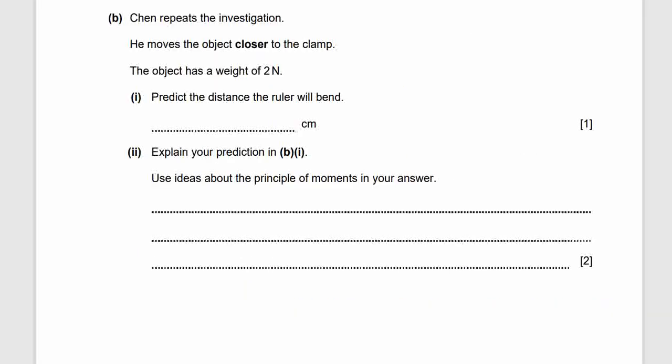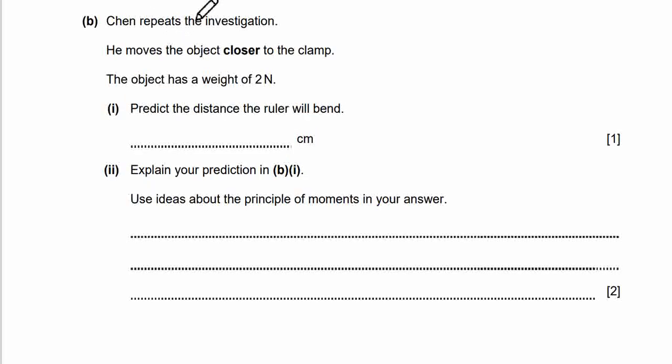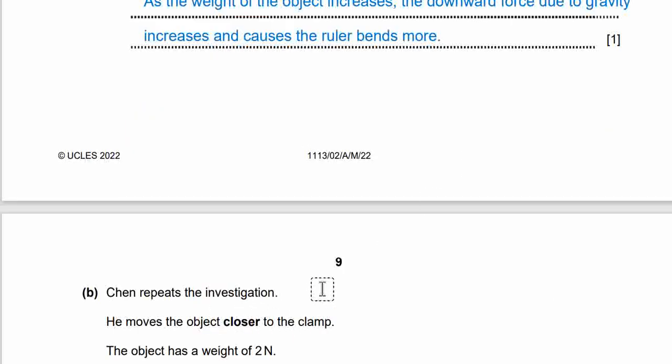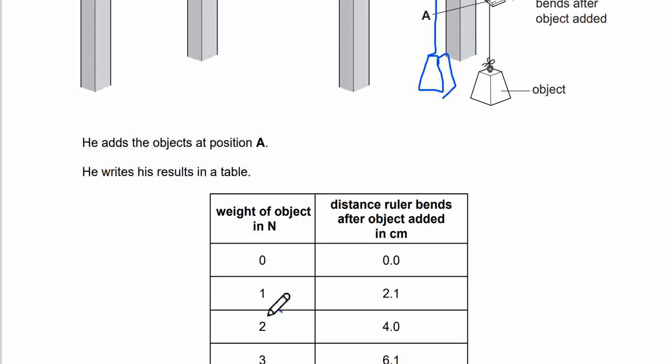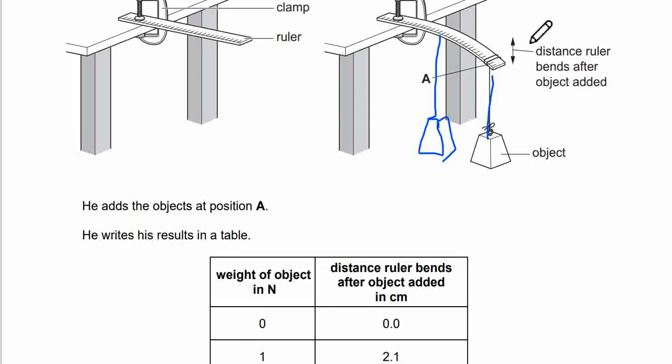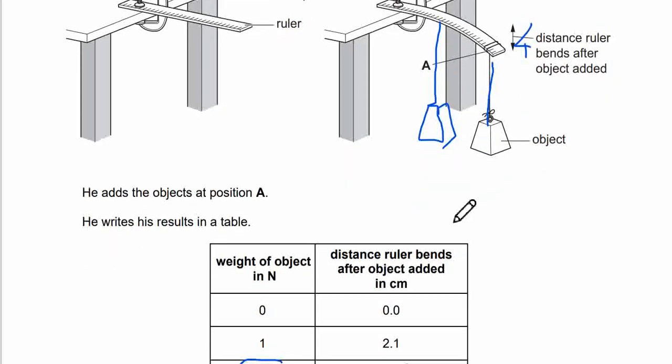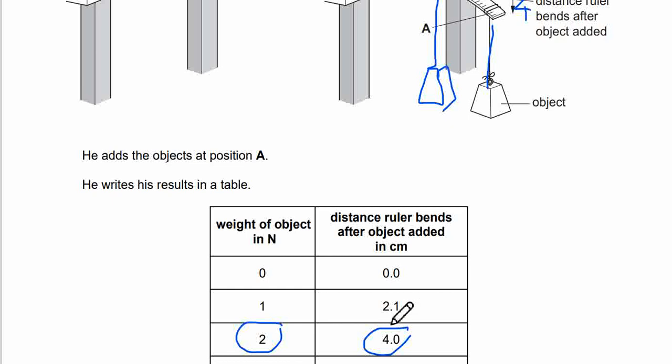Question 6b. Chan repeats the investigation. He moved the object closer to the clamp. The object has a weight of 2 Newton. Predict the distance the ruler will bend. Now he moved the object closer. The 2 Newton object is moved closer to the clamp. At the original position, it will bend 4 cm. But as we move it nearer to the clamp here, it will not bend as much as 4 cm. So we just predict that it will be around 3. So we type down our answer.